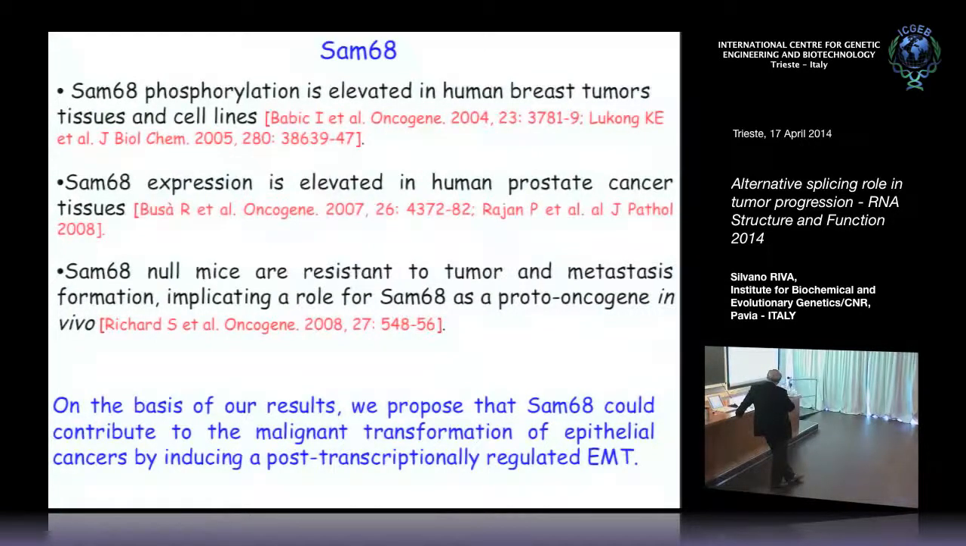So I summarize here. SAM68 phosphorylation is elevated in human breast tumors, tissues and cell lines. And here, if you are interested, there are all the references. SAM68 expression is elevated in human prostate cancer tissues. SAM68 null mice are resistant to tumor and metastasis formation, implicating a role for SAM68 as a proto-oncogene. So SAM68 could contribute to malignant transformation of epithelial cancer by inducing a post-transcriptionally regulated EMT.